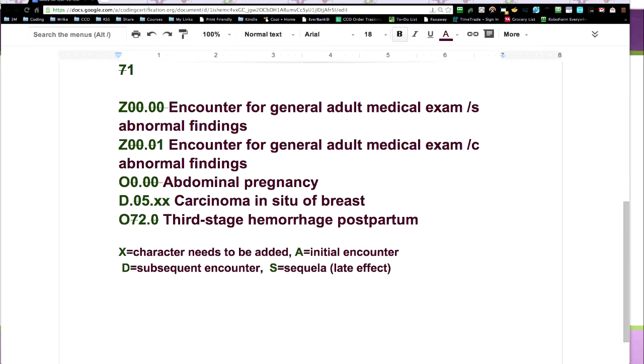Just for your benefit, we put in Z00.01, which is exactly the same as ZOO, except it's with abnormal findings. So you can imagine you're going to see that ZOO, as we say, very often. What about this one? An abdominal pregnancy. That is the letter O and 0.00. So absolutely this could get confusing.